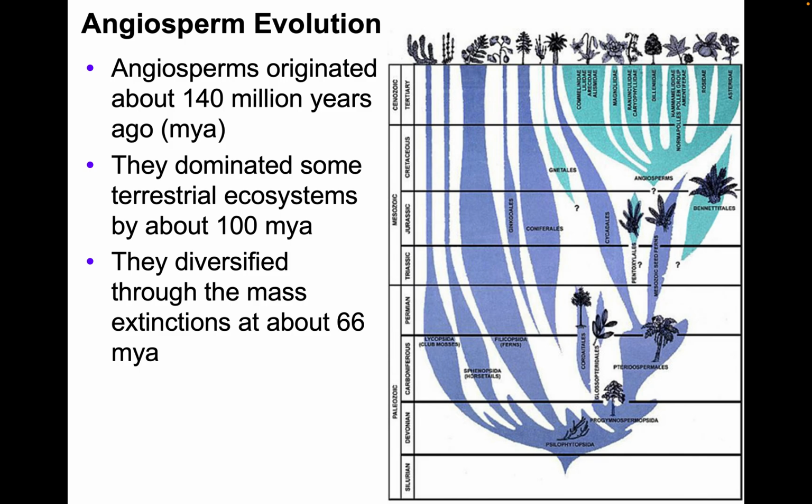Angiosperm evolution is still a mystery. We do know that they originated about 140 million years ago. We know that they dominated the ecosystems about 100 million years ago. And that there was a huge diversification when there were some mass extinctions about 66 million years ago.